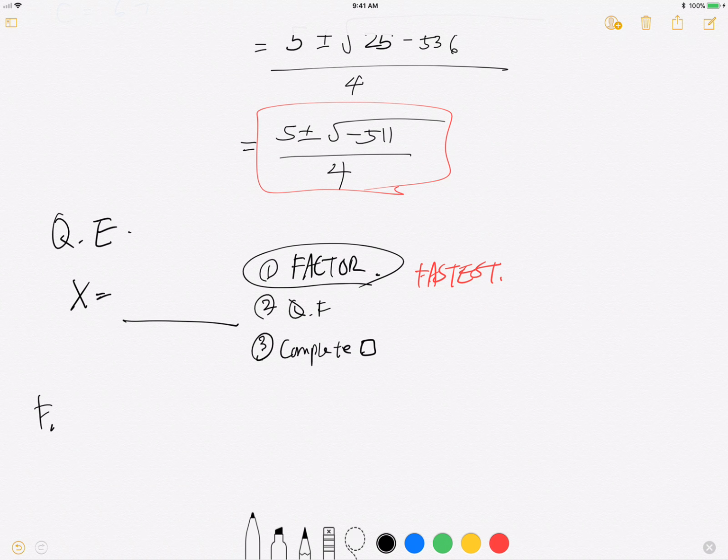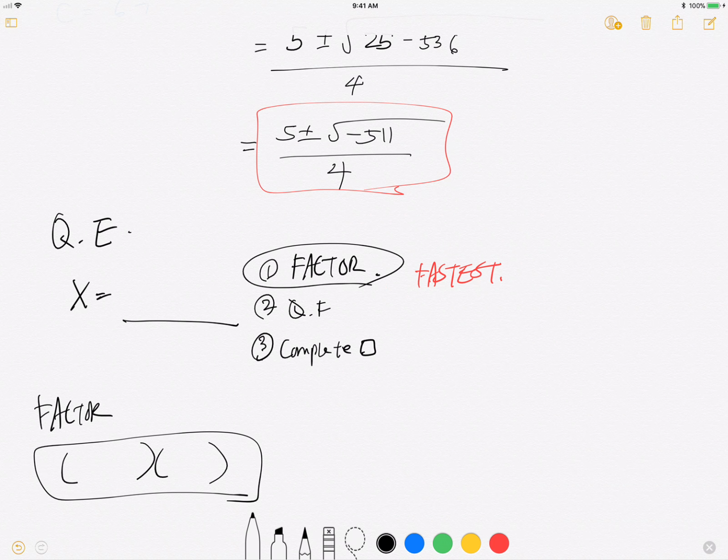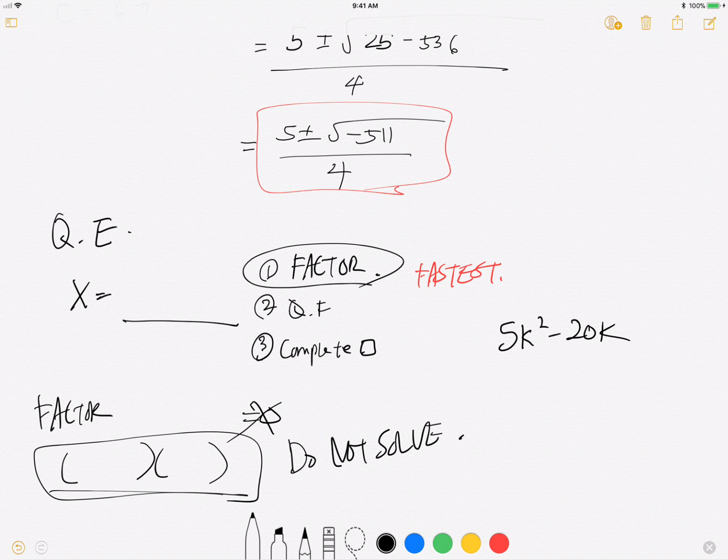When I ask you to factor something, I'm asking you to get into this format. Please do not solve. I would not even say that this is equal to 0. I never said that. So you just leave it like this, and that's what it means to factor. So there's also factoring when it's like this. You have to factor out the 5k and say k minus 4, because the 5k is the greatest common factor between here and here.